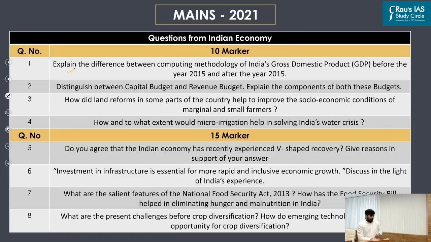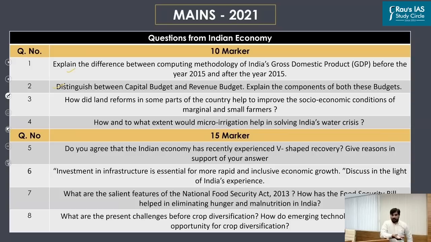Okay. Secondly, the second question was: distinguish between capital budget and revenue budget. Explain the components of both of these accounts. As far as this particular topic is concerned, this is more of a prelims topic.